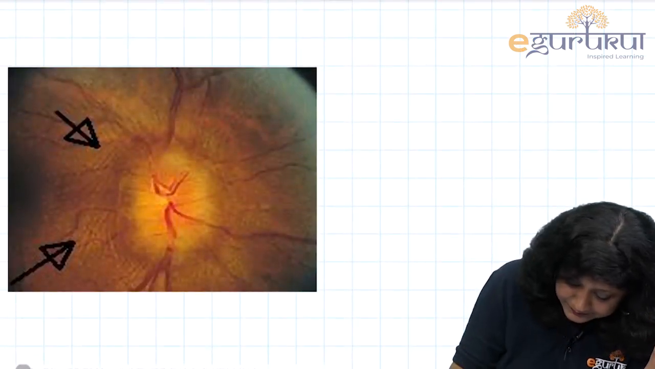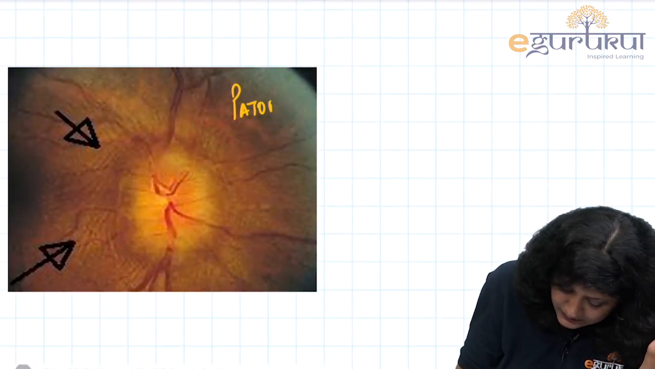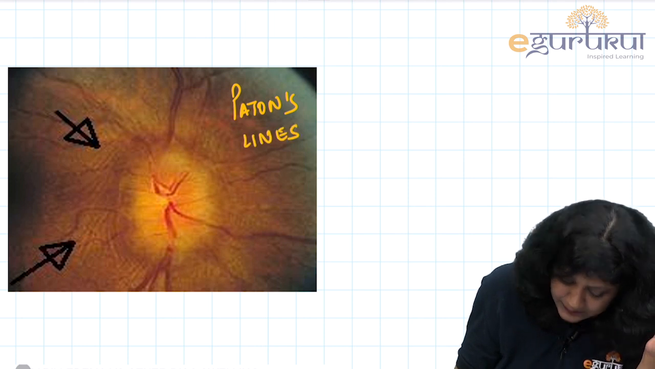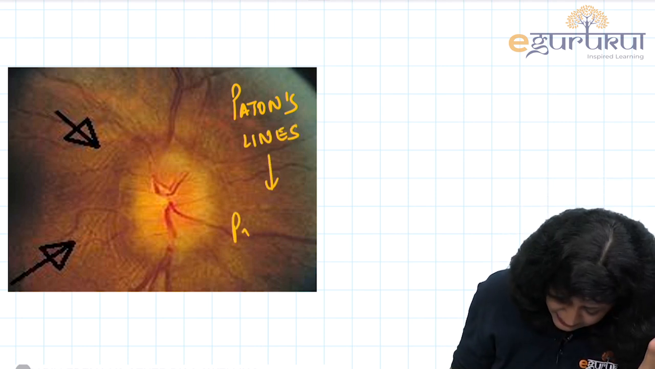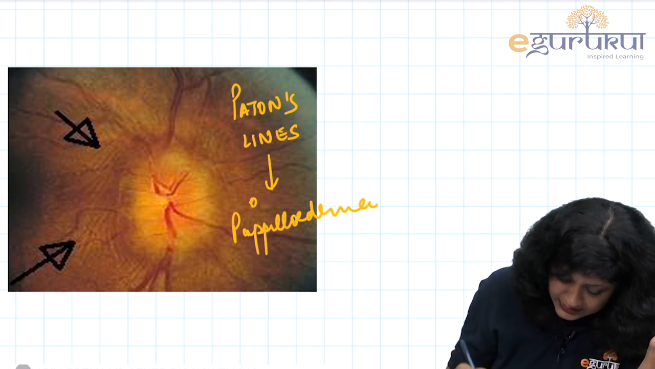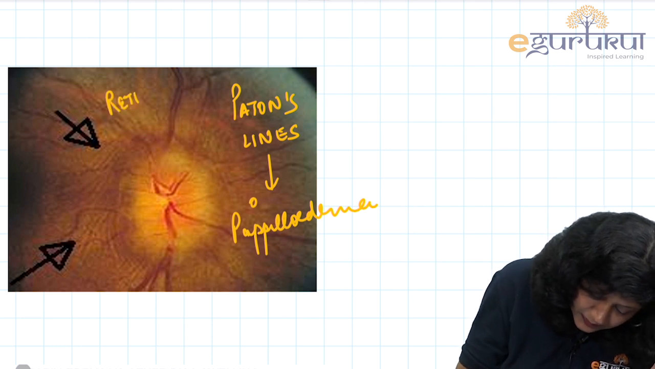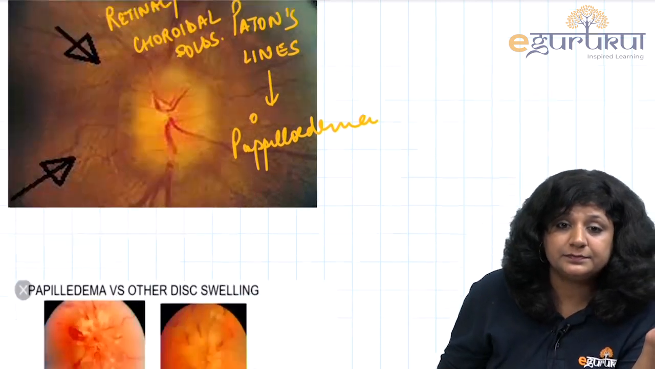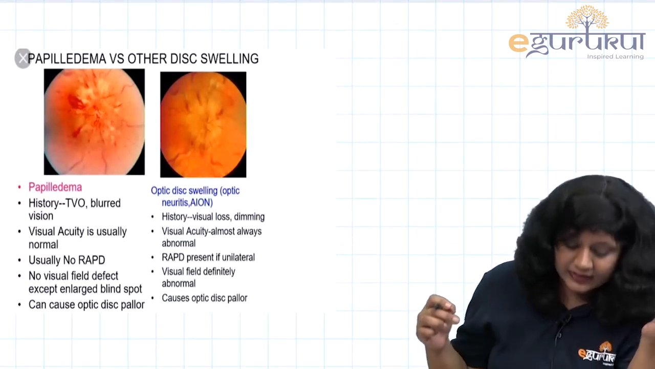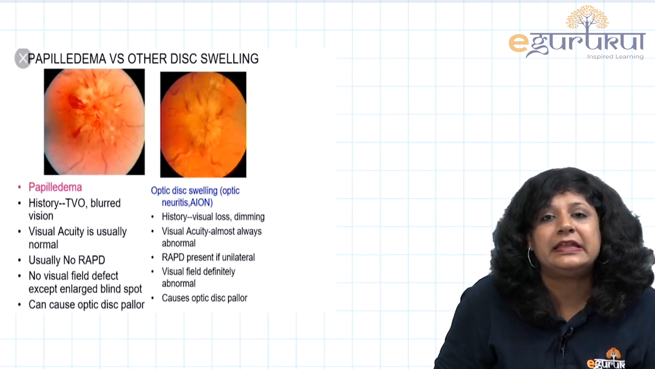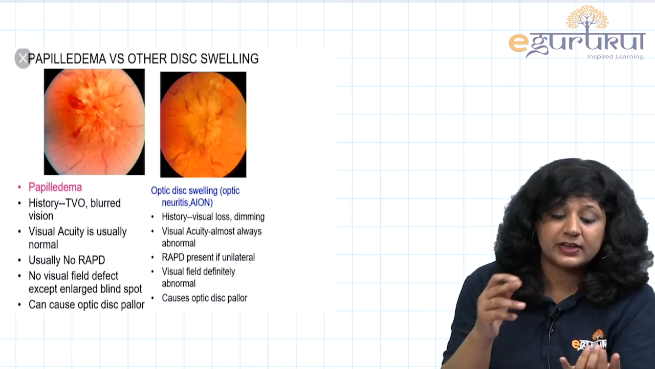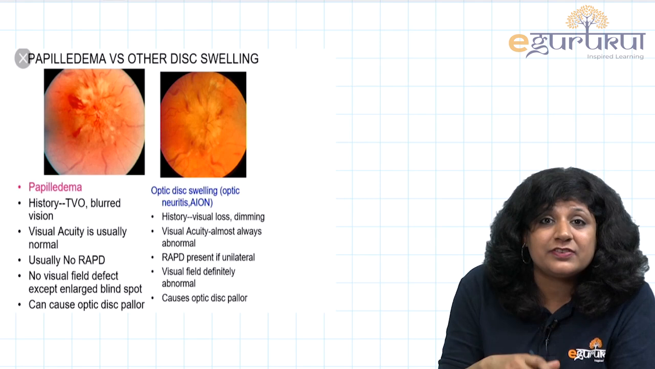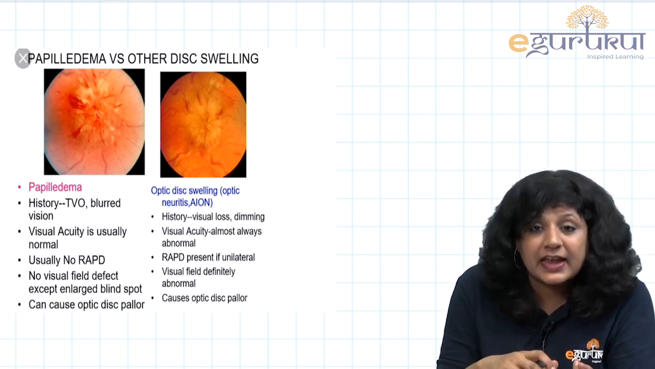Now these are the Paton's lines which we get in cases of the papilloedema. These are the retinal or the choroidal folds that we get in cases of papilloedema. Right? So there are so many things by which we can differentiate papilledema and optic neuritis. You will not get any loss of color vision or color vision defects in papilledema.